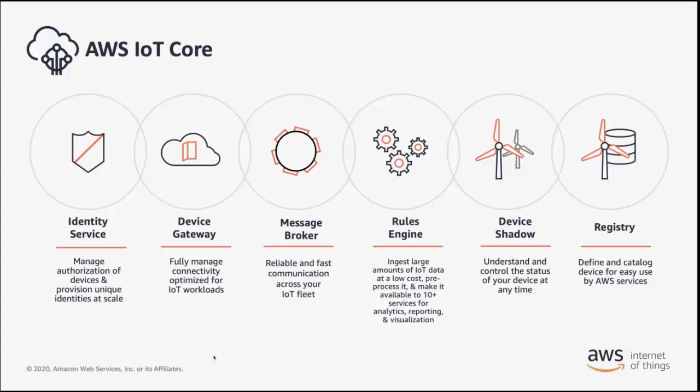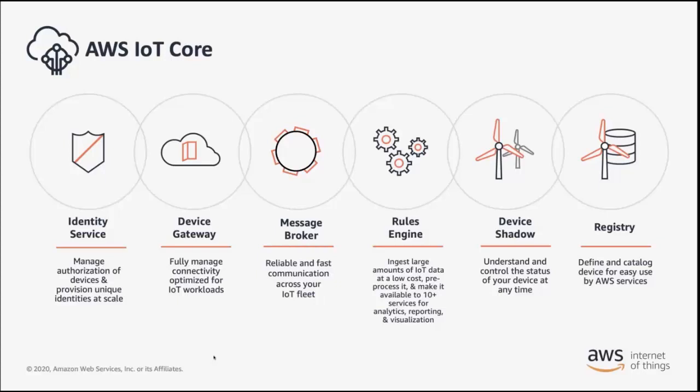Third component is a message broker. A message broker is a scalable, low latency, and reliable MQTT protocol message broker. So as I mentioned, your devices might want to communicate with each other. So devices can publish and subscribe to and from other devices or AWS services or other applications. Now, the important concept here is we decoupled the publisher and subscriber.